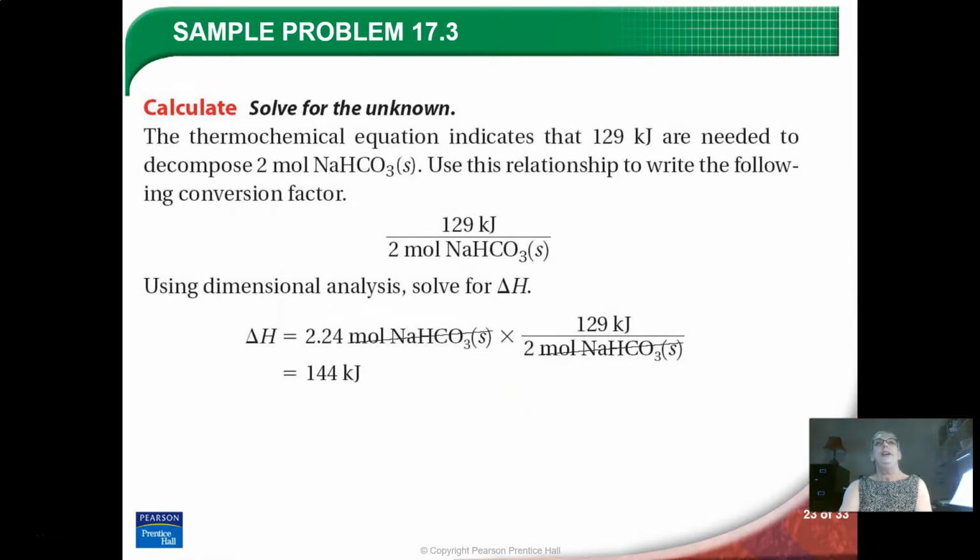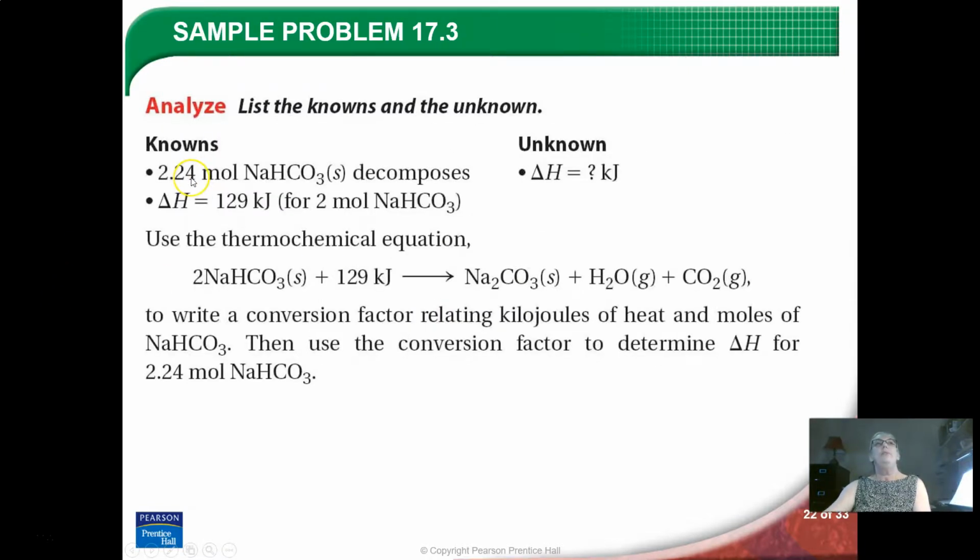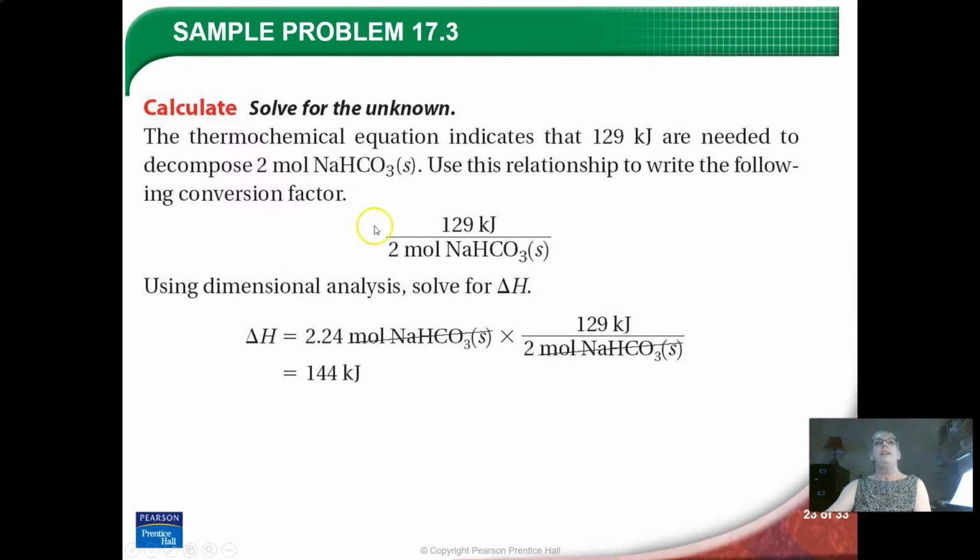So we're going to try to figure out how many kilojoules to decompose this many moles. We're going to use this conversion factor. There's 129 kilojoules used for 2 moles to decompose this, and we want to know the delta H. They gave us this many moles to start with. This is the balanced equation, but in actuality we have this many moles, so we have to figure out how much energy would be for that. We know there's 129 for 2 moles, so how many for this many moles? You can use that conversion factor and figure out the 144.